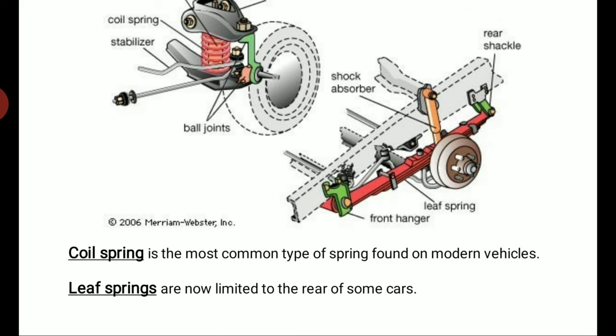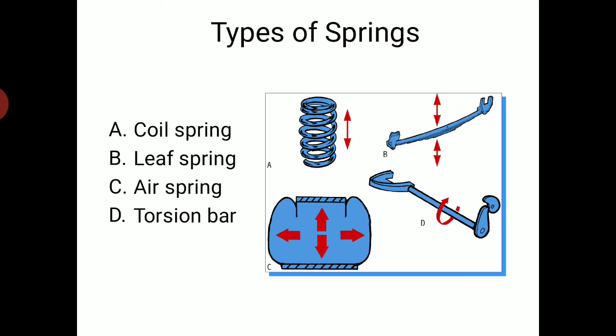The coil spring is the most common type of spring found on modern vehicles, almost all. Leaf springs are now limited to the rear of some cars, because for heavy loads these leaf springs can be used. Now, what are the types of springs? Coil spring, leaf spring, torsion bar, and air spring. You can see the coil spring, the leaf spring, the torsion bar, and the air spring, where air will be inside.